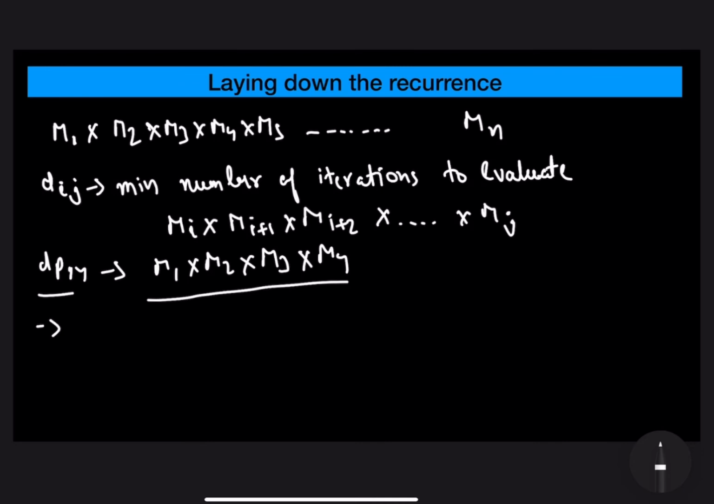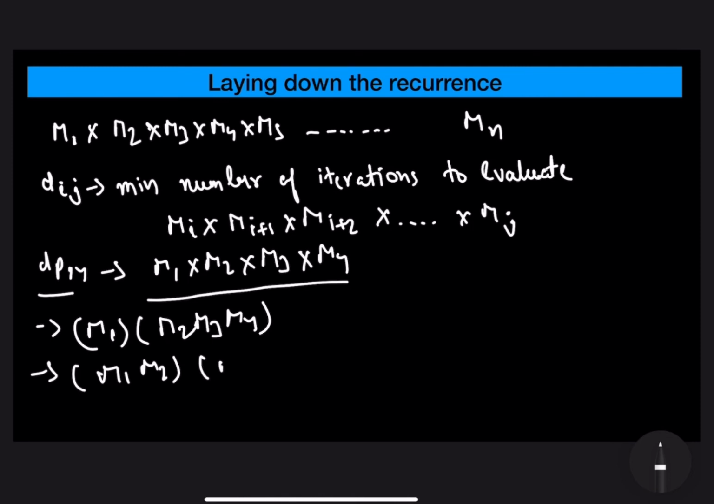The first way to bracketize this will be M1 and (M2, M3, M4). That is, first we will evaluate the value of M2, M3 and M4, and then we will multiply the resultant to M1. The second way will be (M1, M2) and (M3, M4). That is, first we will evaluate M1 and M2, then we will evaluate M3 and M4, and then we will multiply their resultants. The third way will be (M1, M2, M3), and their product will be multiplied to M4. So these are the 3 ways to put exactly 2 pairs of brackets on this expression.